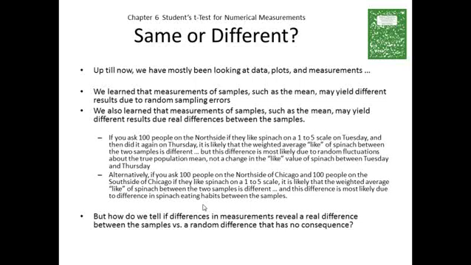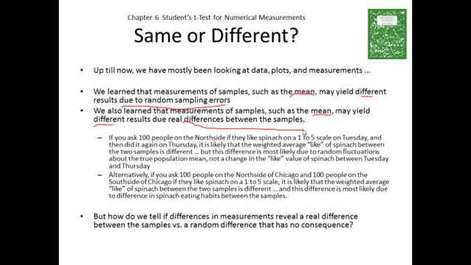We learned that the measurements of samples, such as the mean, may yield different results due to random sampling errors. We also learned that the measurement of samples, such as the mean, may yield different results due to real differences between the samples. At this point, we're trying to determine if, when we measure these two samples and look at the mean, and they're different in both cases, is it simply due to random sampling error, or is it because there's some real difference between the samples?